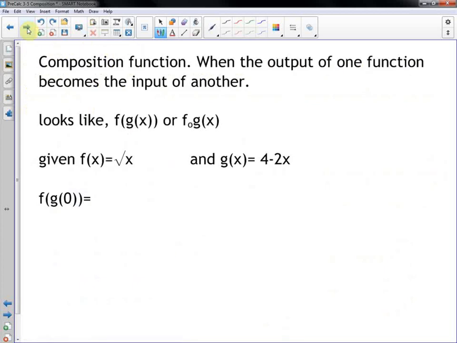So composition functions are a different type of operation, right? Instead of the standard addition, subtraction, multiplication, division ones that we've talked about. Either it looks like f(g(x)), where it's got a set of parentheses inside of a set of parentheses, or sometimes I use this little o, and it's called f of g of x. Okay, one or the other. It kind of looks like fog. So let's look at what it means to have f of g of x.